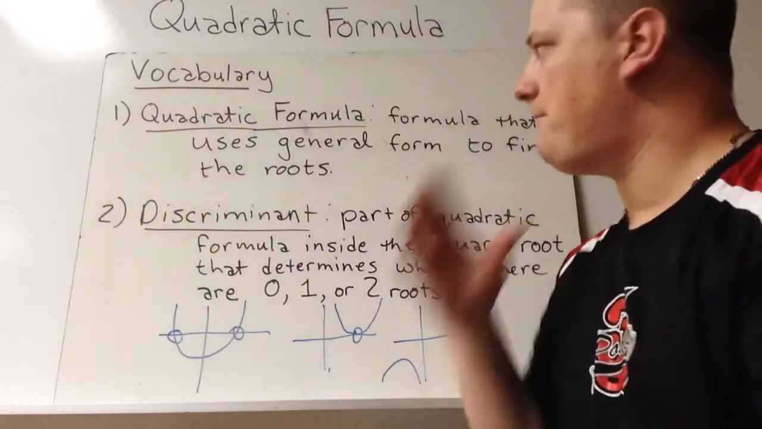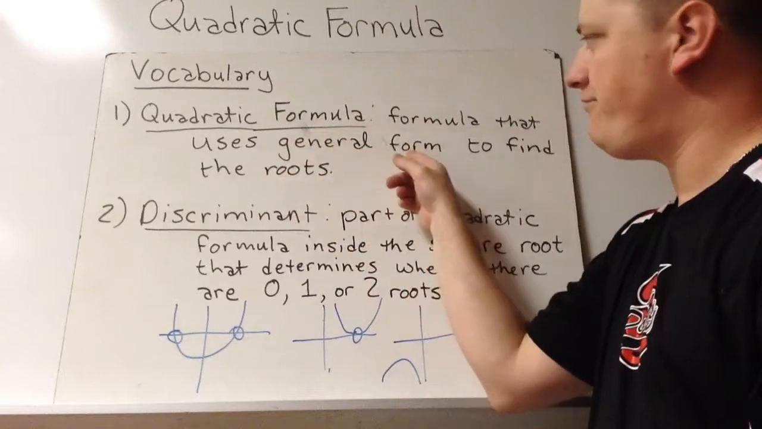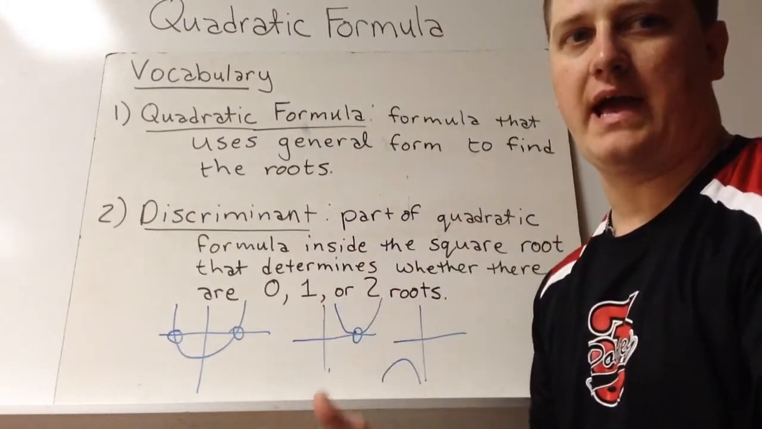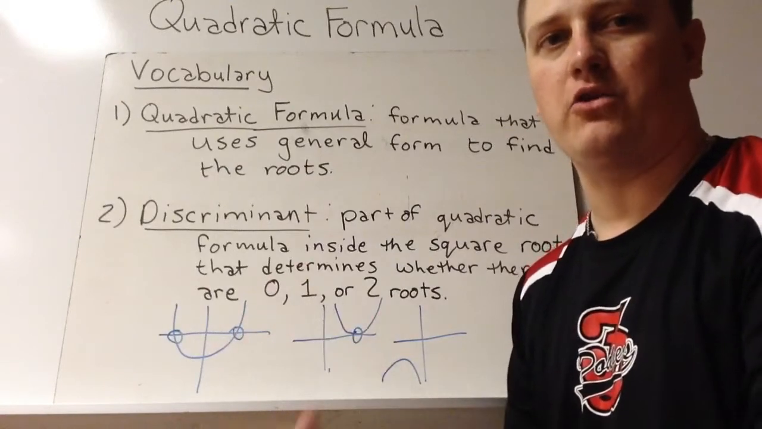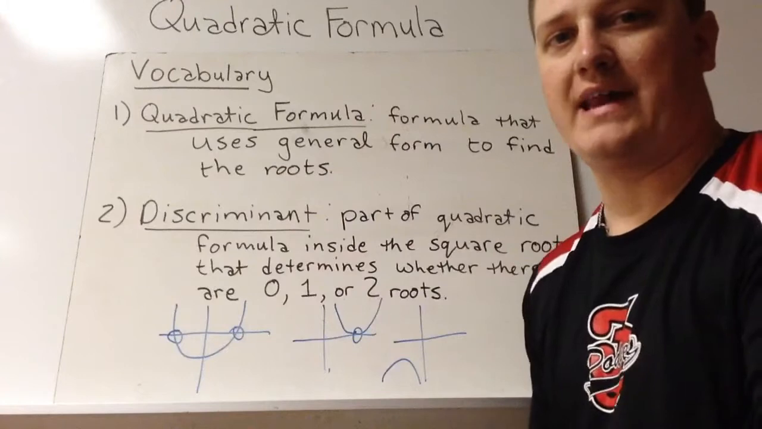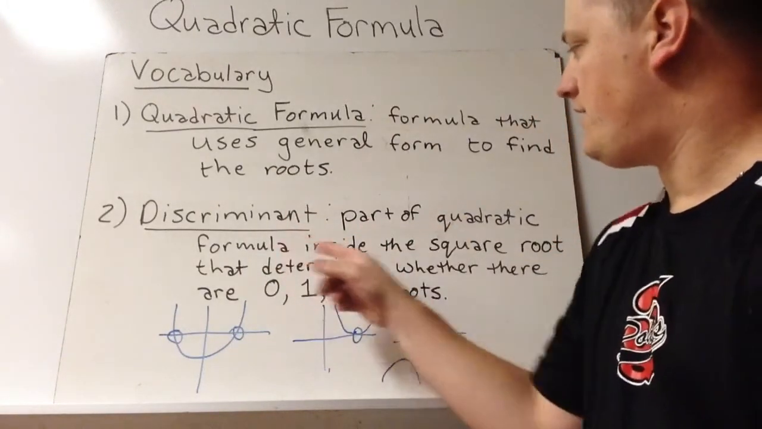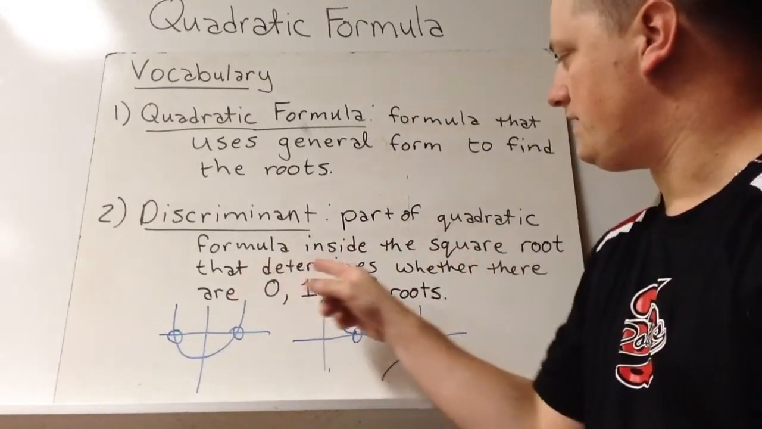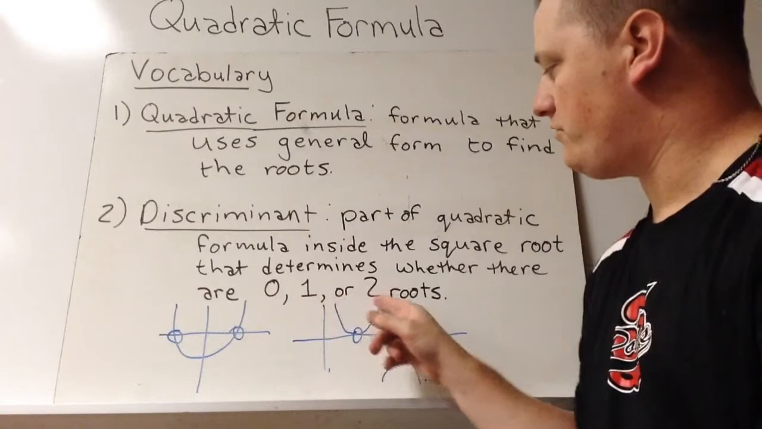Our vocabulary is quadratic formula, which uses general form, so we can use y equals ax squared plus bx plus c. We don't have to change it any. We can use it the way it is to find the roots. We're going to use that exactly. The discriminant is the part of the quadratic formula inside the square root that determines whether there are 0, 1, or 2 roots.